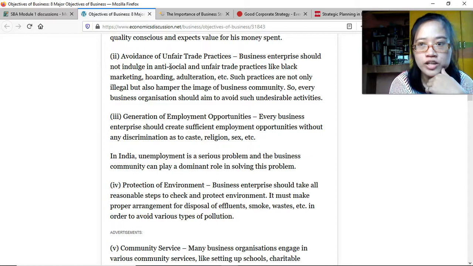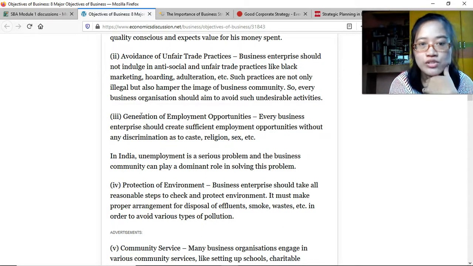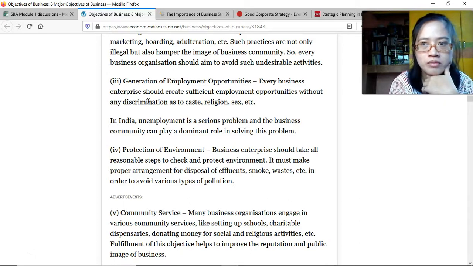Avoidance of unfair trade practices. Business enterprise should not indulge in antisocial and unfair trade practices like black marketing. That's not good. Hoarding, di ba? Minamanipulate ang supply. Okay, adulteration, etc. Such practices are not only illegal but also hamper the image of business community. So, every business organization should aim to avoid such undesirable activities. Okay? May consequence din naman pati yan with regards to law enforcement din. Ng mga penalties, papasara yung business, ganyan.